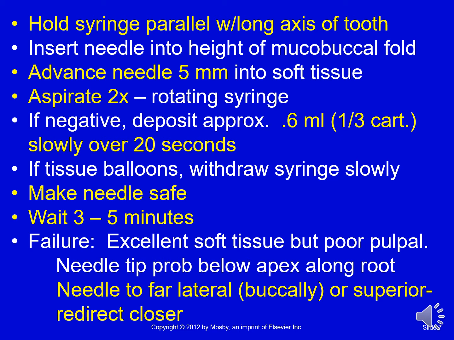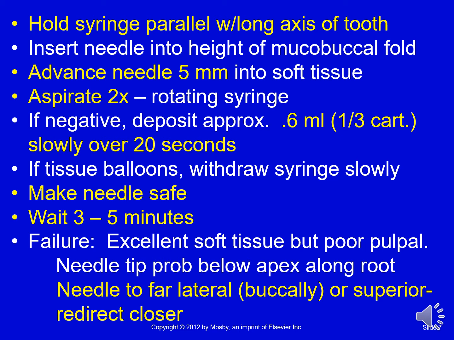You'll need to know at some point that a third of a cartridge equals 0.6 milliliters. All you do is, there's 1.8 milliliters of anesthetic in a cartridge, so a third of that would be 0.6. That's how you get to that number, but for right now, I basically want you to know how much of a cartridge and over how many seconds.